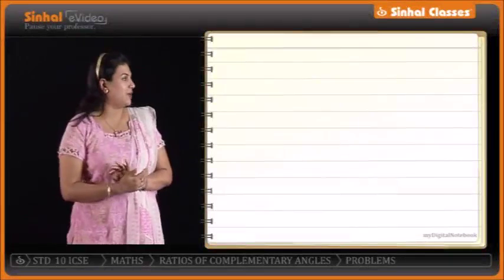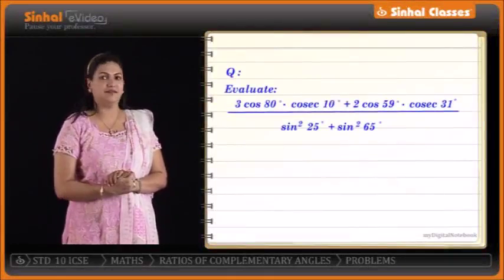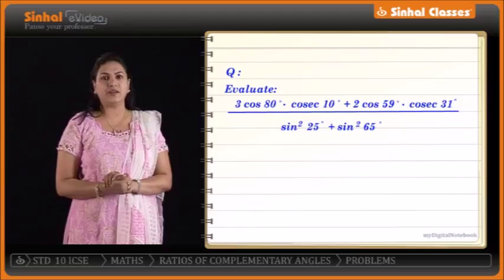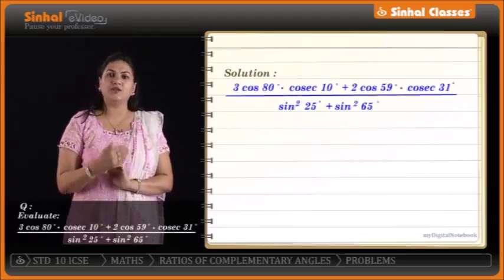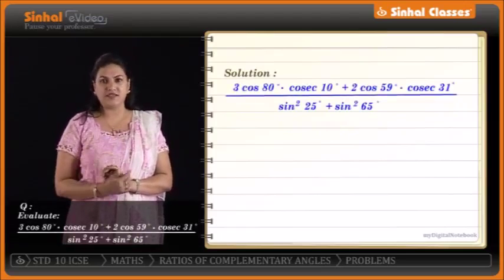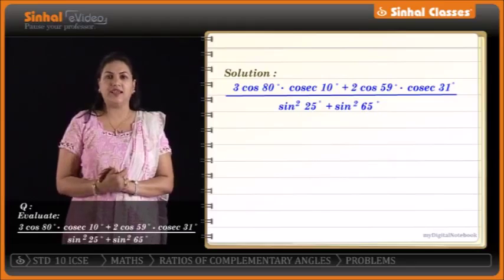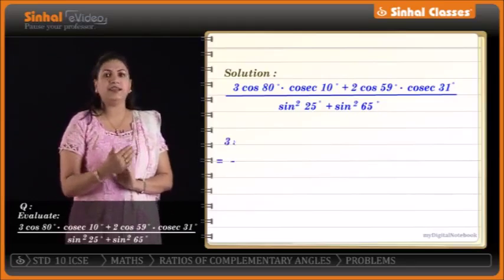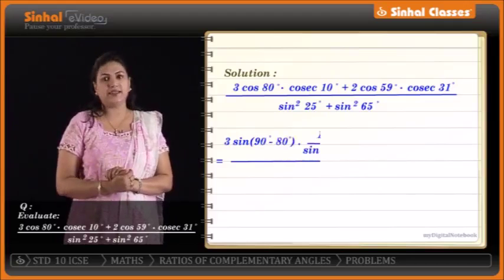Now let's take one more example. We want to evaluate this expression. Now here in the first term in the numerator we have cos and cosec. So we write cos in terms of sine and we can write cosec in terms of sine again, that is cosec is 1 upon sine. So that first term becomes 3 sine 90 minus 80 into 1 upon sine 10.